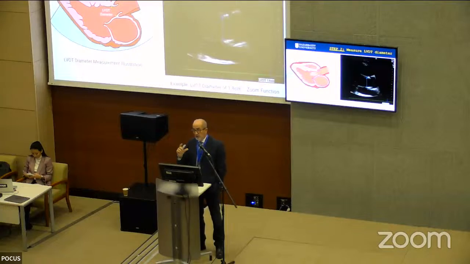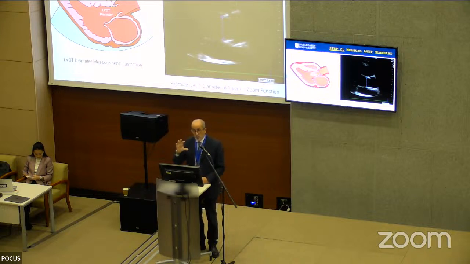So we focus in the parasternal long axis view. We zoom the images because when we zoom, the error of measurements will be less. And then we measure the dimension of the LVOT below the aortic valve in systole.